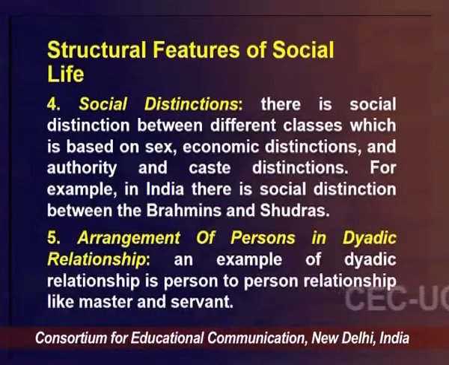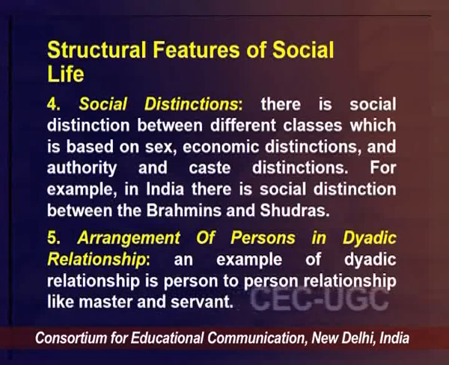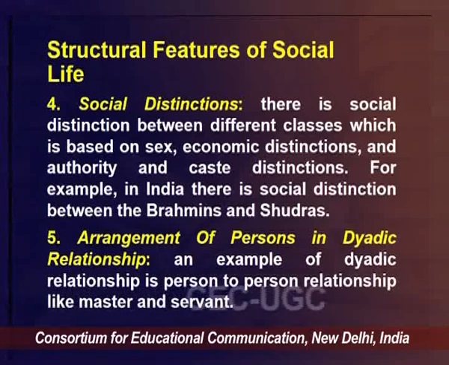The fifth feature is arrangement of persons in dyadic relationship. Dyadic means a two-way relationship, a person-to-person relationship. So, we have different kinds of dyadic relationship in society. One could be the master and the servant. So, the master controls the servant or the slave.